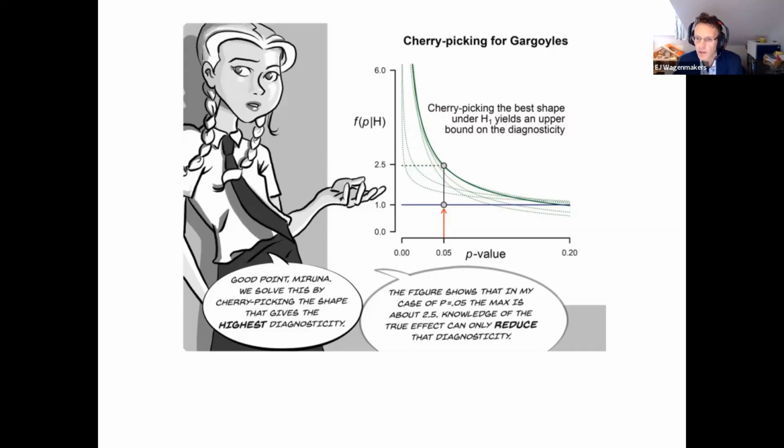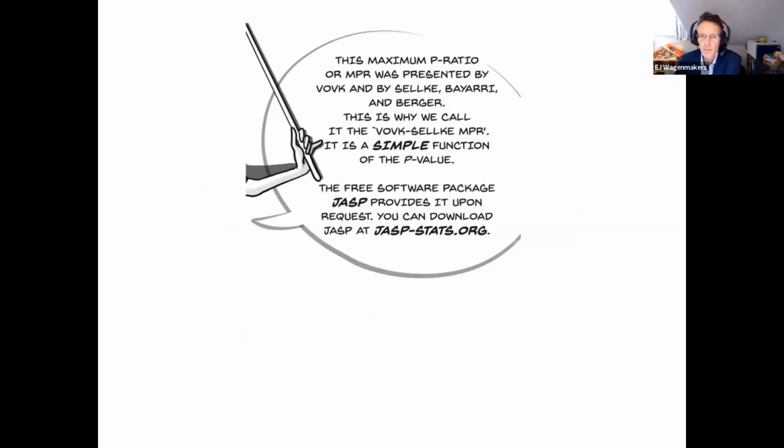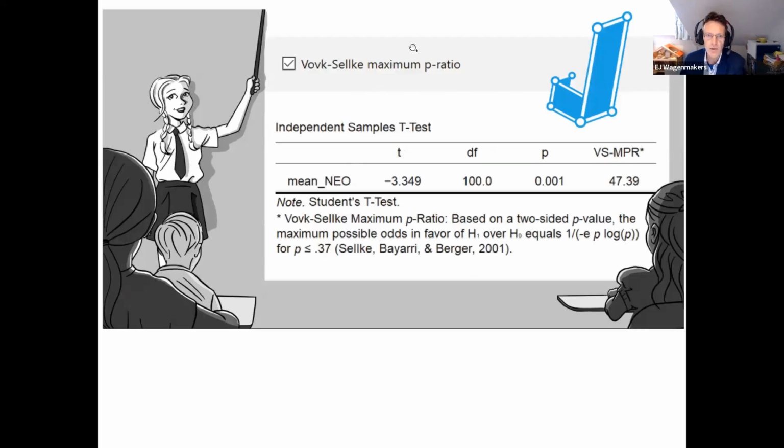That's not very surprising. So this is known as the maximum p ratio, MPR, and it was discussed by several people, Vovk and Sellke, Bayarri, and Berger. So it's provided automatically in the JASP statistical program that we have developed at the University of Amsterdam. And I won't talk a lot about JASP today, but it is in there. So you see, this is actually an example. You tick the box, Vovk-Sellke maximum p ratio, and that is then what you'll get over here in a table.